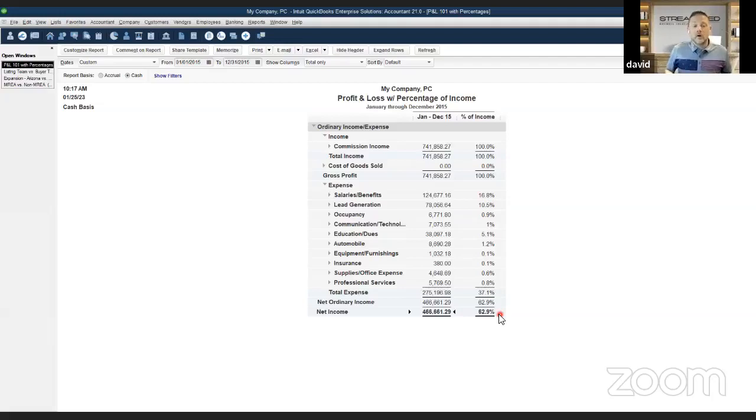I like to point this out all the time because it's very important to make sure you're looking at the full picture of your business, not necessarily just the dollar that hits your bank account. I'll pause for a quick minute to see if anybody has any questions.